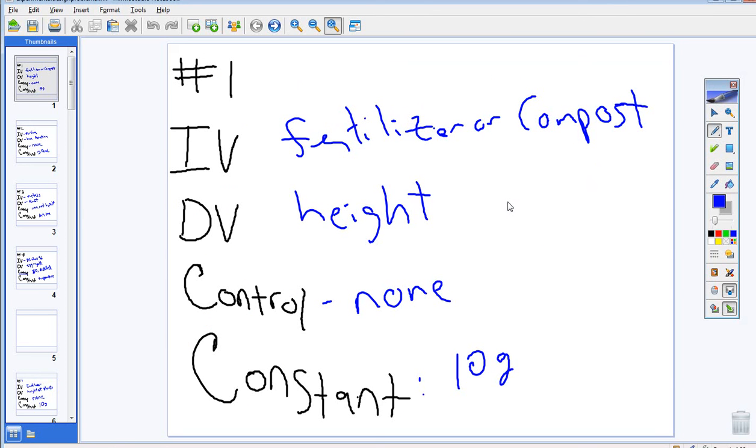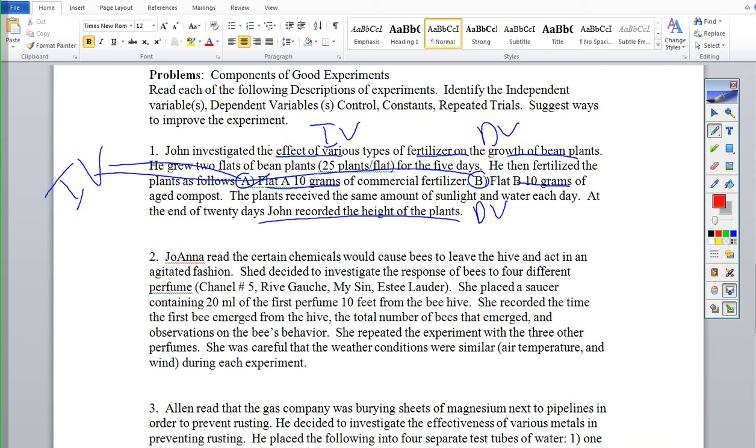And I want to draw your attention to this problem. So IV is the two fertilizers. Height of the plants, you should say of the plants, I'm just abbreviating here. Is there a control shown in this problem? No. There's no control shown in this problem. But we can get a control. We can actually not get a control, but we can say what it should have been.